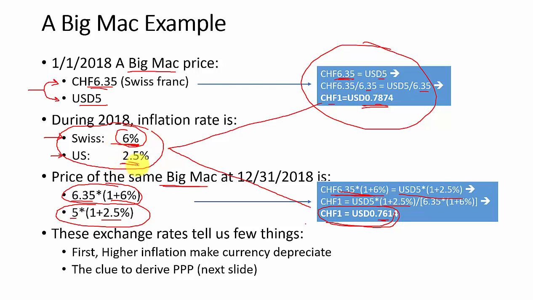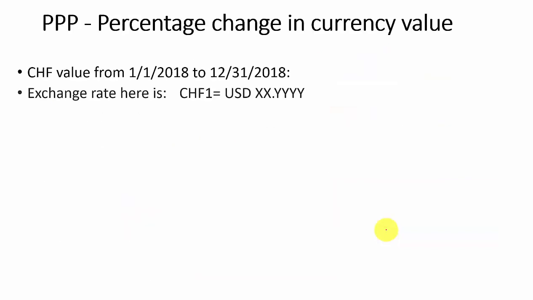So in this case, the US dollar has low inflation, and that is why at the beginning you have to pay 78 cents for 1 Swiss franc, but at the end you only have to pay 76 cents, right? So the US dollar is getting stronger. That is the idea. Now let's see how we can derive the purchasing power parity.